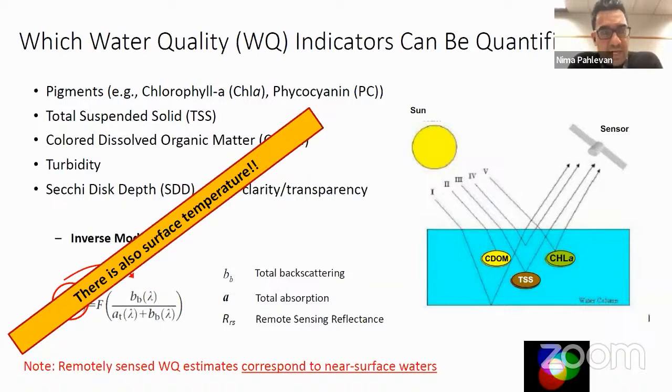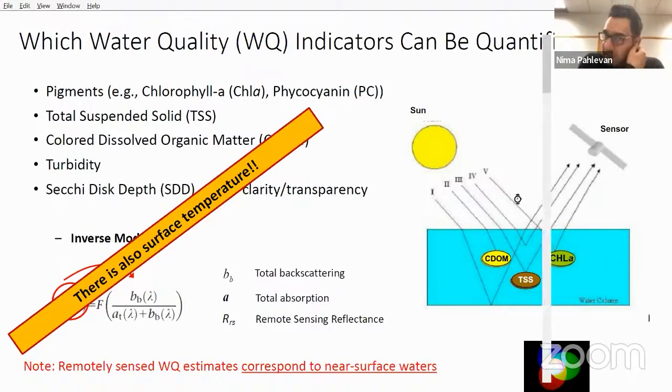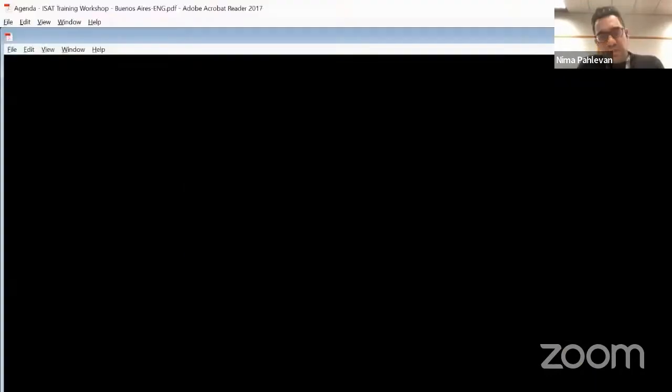If you ask about 10 meters or 20 meters deep, depending on the transparency of water, the satellite may not be able to capture that contribution to the signal, because what the satellite observes is near-surface conditions, whether it's chlorophyll A, or a mix of chlorophyll A and TSS, et cetera. So the inverse modeling, can you go back?